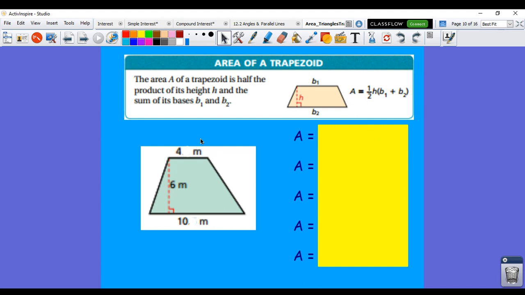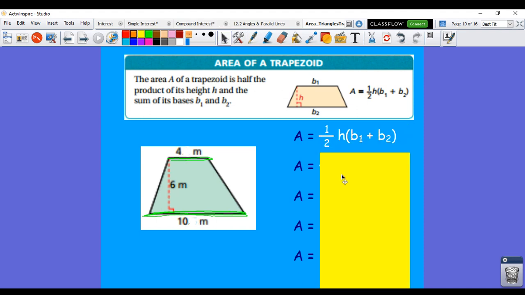So for this example, I see my trapezoid. I have 4 meters, 6 meters, and 10 meters. Remember what I said about our bases. They're going to be the parallel lines. So in this case, our bases are 4 and 10, those two lines that will never, ever touch. And that means that 6 is our height. So the first thing we're going to do is copy down our formula. Then we'll substitute. So H becomes 6.